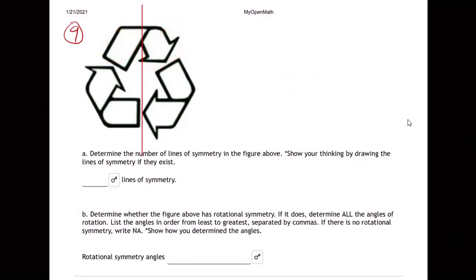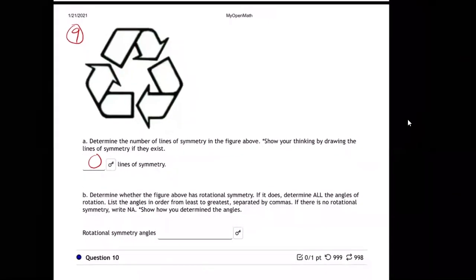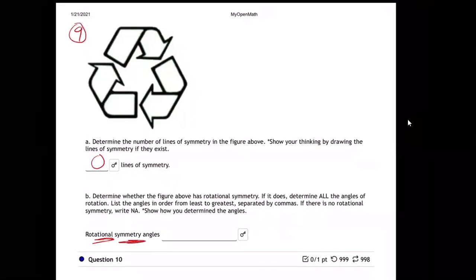And then I thought, well, maybe one right there, but same problem. This part is not the same as that part. So there are no lines of symmetry on this one. There are no lines that cut it exactly in half. That's what a line of symmetry is. Now, how about angles? Does it have some rotation angles?